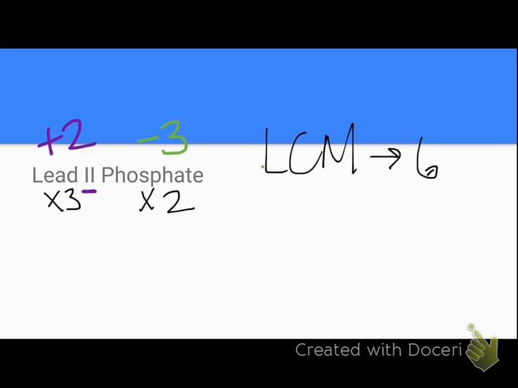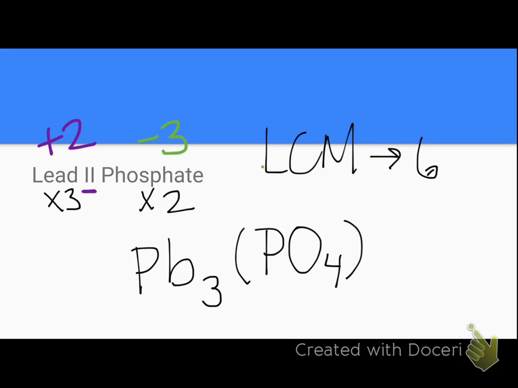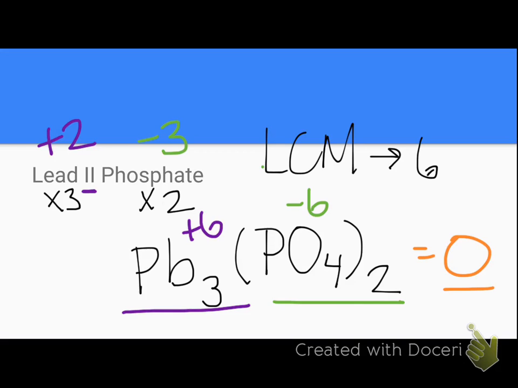So when I'm writing this out, I can write this as Pb. How many of those do I have? 3 of them. Then my phosphate, PO4, how many of those did I multiply it by? 2. All right. So now this lead is contributing +6 to our charge. This phosphate is contributing -6. So our overall charge then becomes 0.